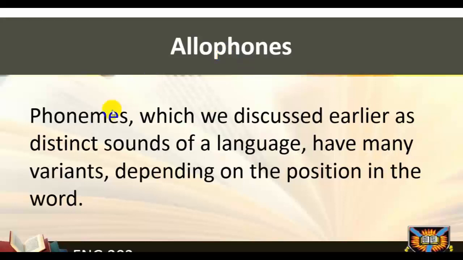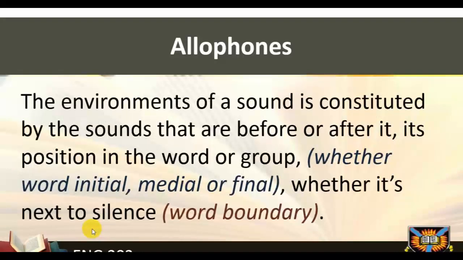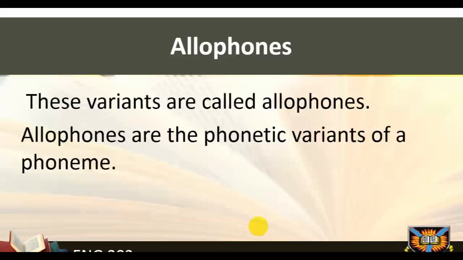Allophones. Phonemes, which we discussed earlier as distinct sounds of a language, have many variants, depending on the position in the word. We should quickly note at this point that sounds tend to be modified by the environment in which they occur. The environment of a sound is constituted by the sounds that are before or after it, its position in the word or group, whether word initial, medial, or final, and whether it is next to silence, a word boundary. All these are important influences on how a sound finally comes out when we speak.